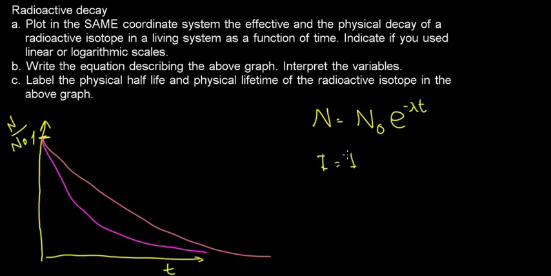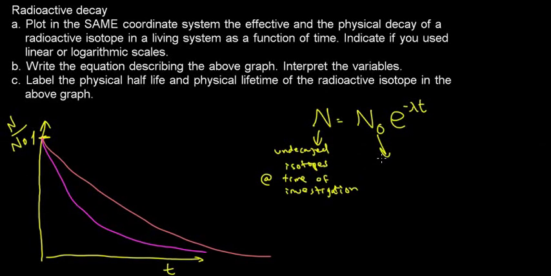Very good. And this is just like the I0 e to the minus mu x formula. This is the exact same thing. It only looks a little different. But really, what this means is this N here is the number of undecayed isotopes, so the isotopes I have left, undecayed isotopes at time of investigation. And N0 is the initial number of radioactive isotopes. This here is the decay constant, and this is the time.